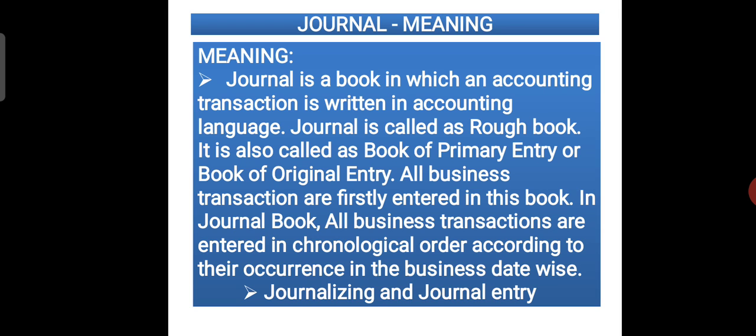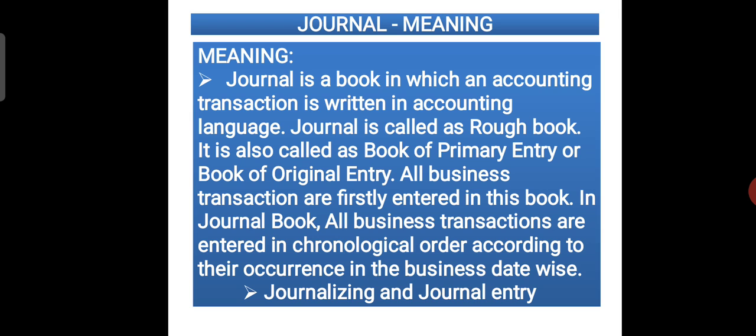So whatever the information we recorded for a particular transaction, that is called journal entry. Whatever the entry we made in this book is called a journal entry. I think you understood the differences between journalizing, journal entry, and journal.